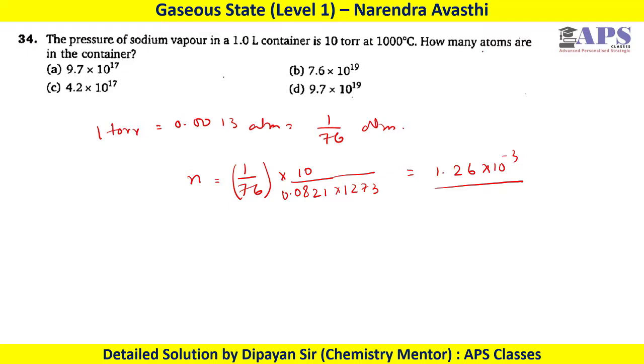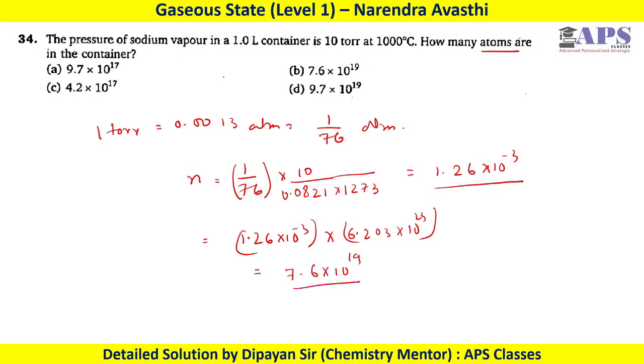But we have to calculate number of atoms. Now we can multiply this number of mole with Avogadro's number, that is 1.26 into 10 to the power minus 3 multiplied by 6.023 into 10 to the power 23, which will give you finally 7.6 into 10 to the power 19 number of atoms of sodium present in the system. So option B will be the correct option.